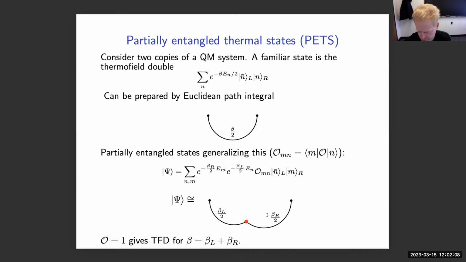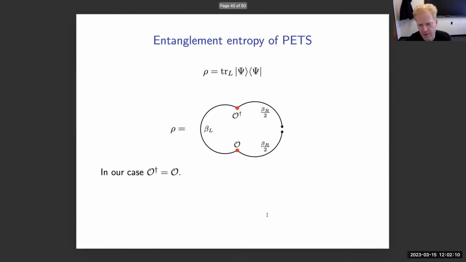Now, if we want to calculate the entanglement entropy of the two copies, we just trace over, let's say, the left side. In the picture, it means that we take the bra and the ket, and we glue the left side. So we just remain with the density matrix on the right side, an operator defined on these 2 points. In our case, O is Hermitian, so O dagger is O, and it's just two insertions of an operator O that define this density matrix.